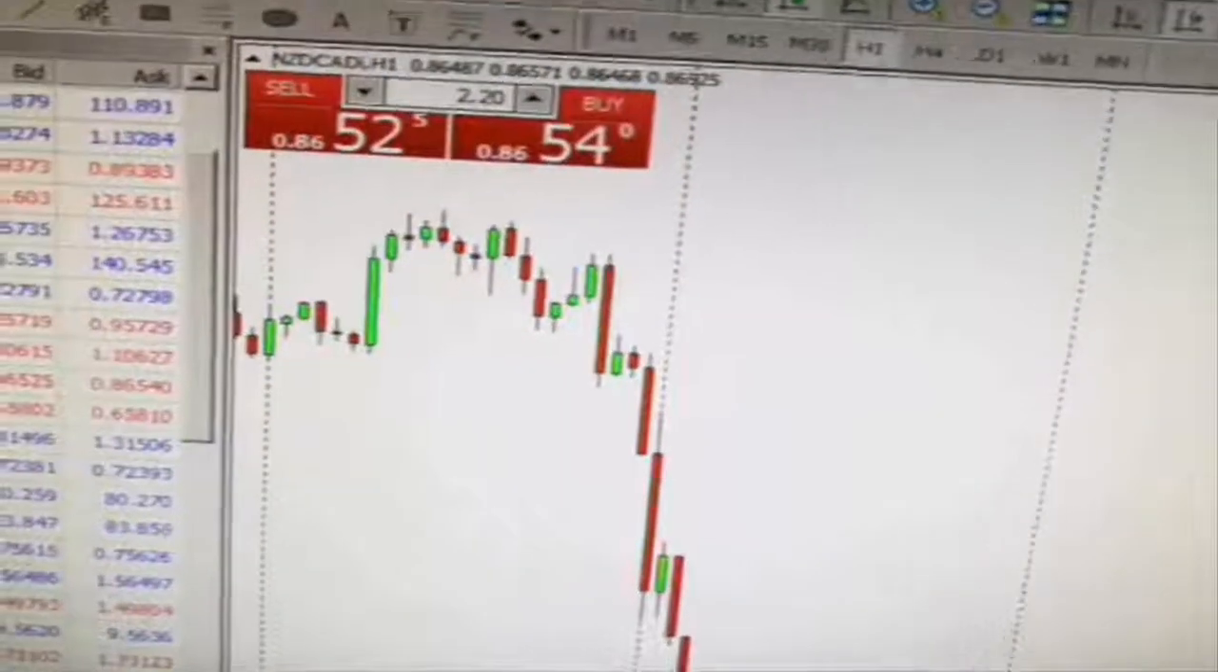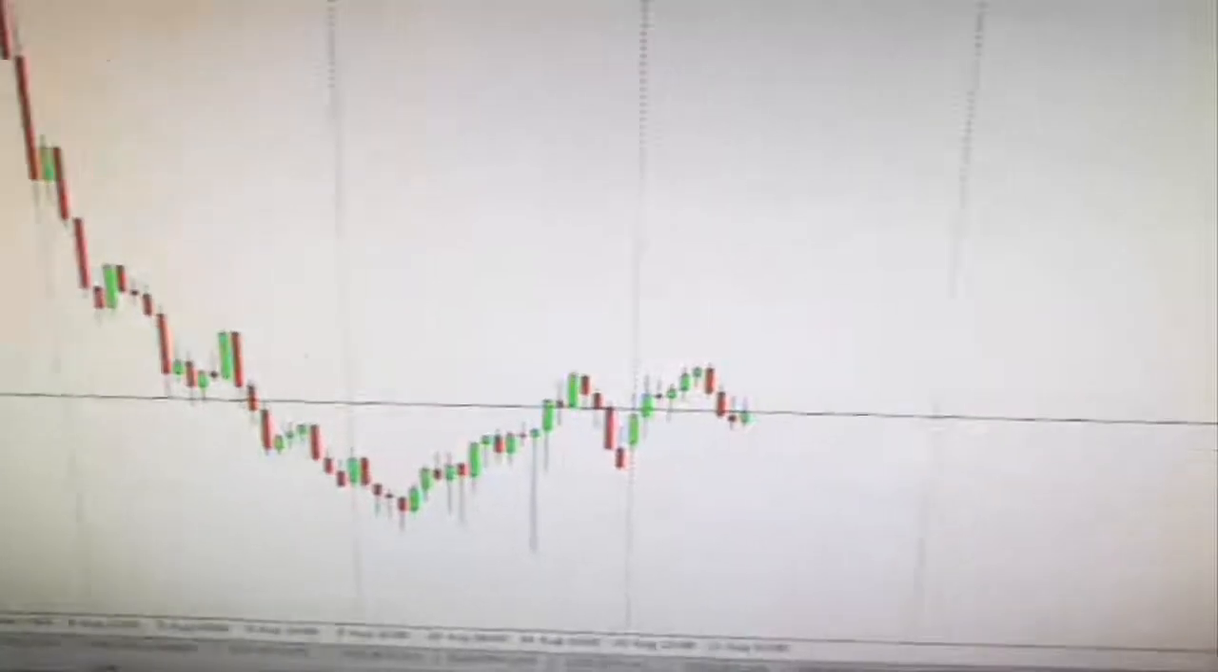Morning guys, it's 8:57, just the start of London session, and I'm looking at NZDCAD. I'm about to place a buy order. Probably let's just do it now.